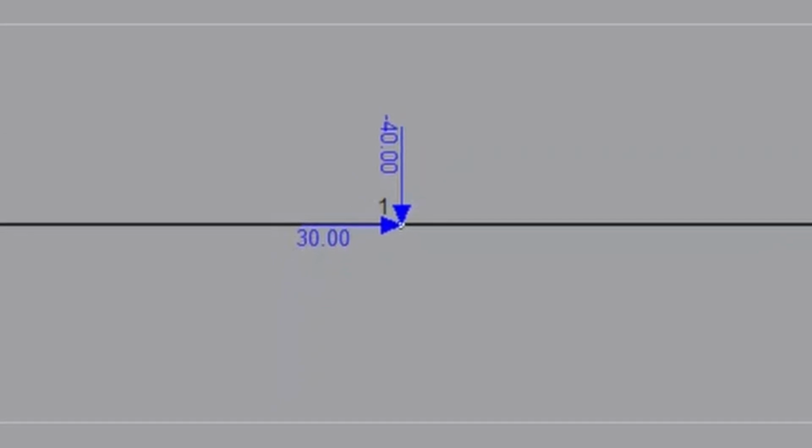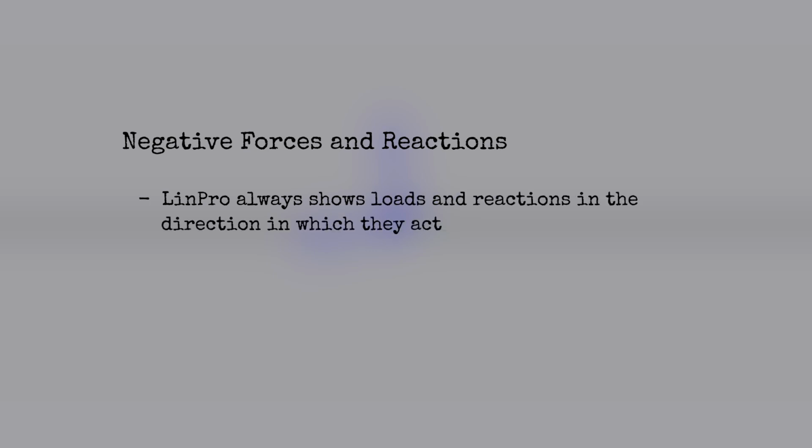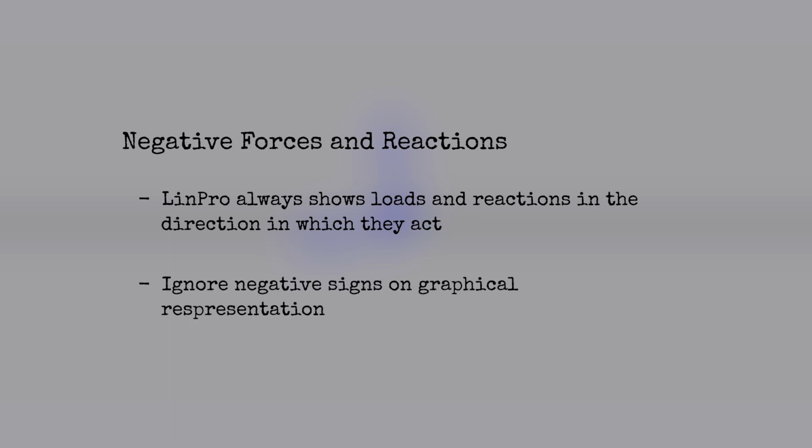But hey, not so fast. Look at that 40 kilonewton force. It's showing acting downwards, that's good. That's the direction in which it acts, but it has a negative sign. That's not so good. Logically, minus 40 kilonewtons acting downwards is the same as plus 40 kilonewtons acting upwards. What you need to know is that LinPro always shows forces in the direction in which they act. Dr. Jim's advice is to ignore any negative signs on graphical representations of loads and reactions. LinPro is good, but it's not perfect.